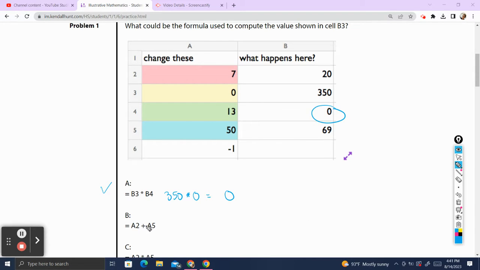B says A2, so we have A, we go down to 2, plus A5, which is 50. That gets me 57. That's not 0. So that can't be our answer. Let's go ahead and move forward to the next two options.